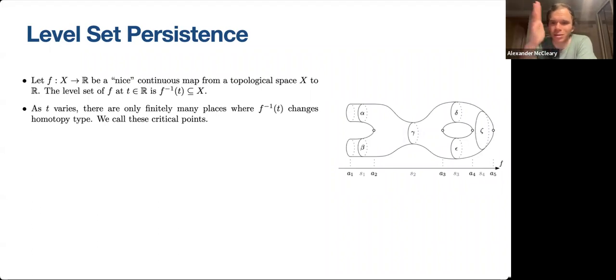Okay, so the idea here for working with level set persistence is that as T varies, there are only going to be finitely many places where the level sets change, right? Where the inverse images change homotopy type. So for example, let's look at gamma, the level set at S2, which is this circle gamma right here.